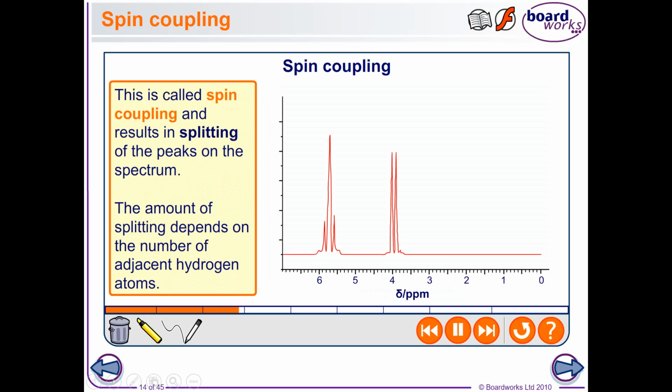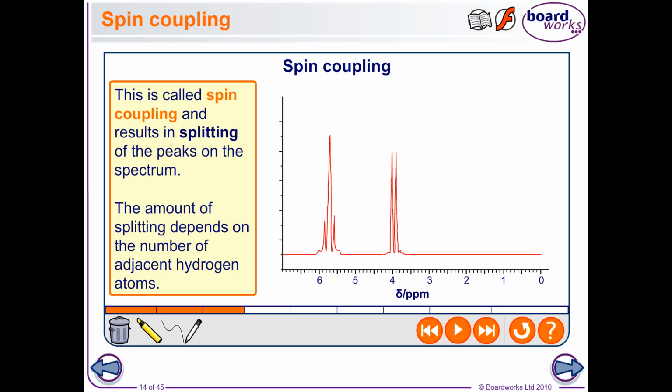Okay, so it's called spin coupling, and it results in splitting. The amount of splitting depends on the number of adjacent hydrogens, and it's simple as this. If there's 1 adjacent hydrogen, the peak is split into 2. If there's 2 adjacent hydrogens, it's split into 3. If it's 3 adjacent hydrogens, it's split into 4. It's called the n+1 rule.